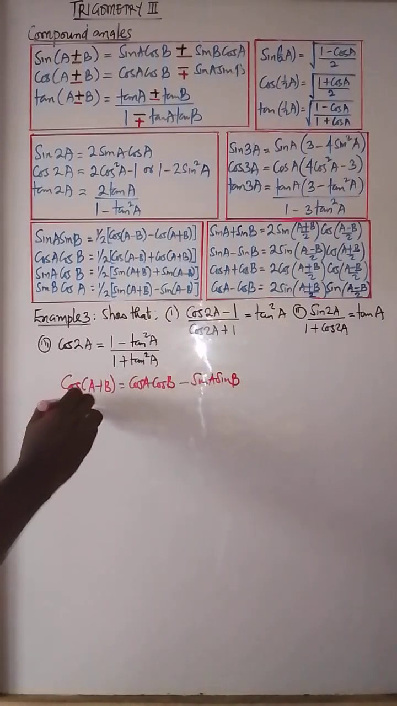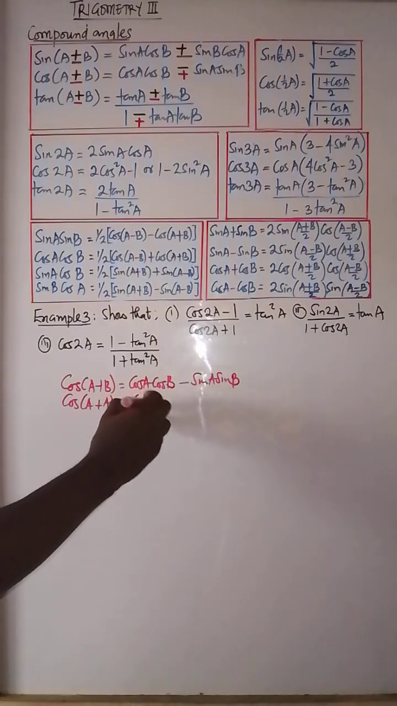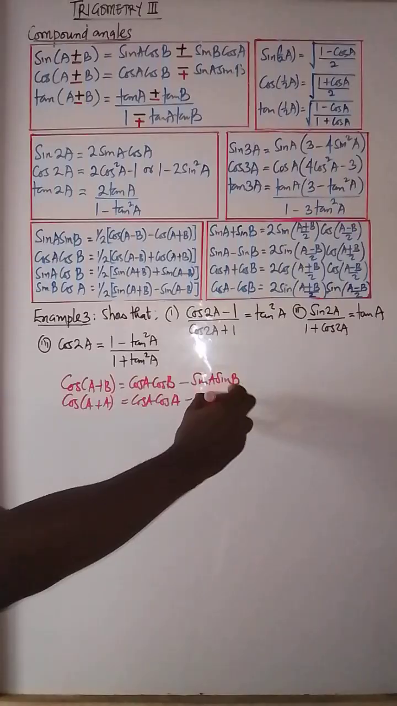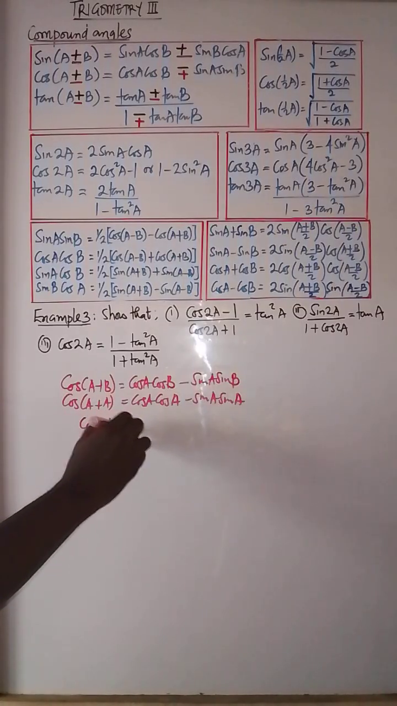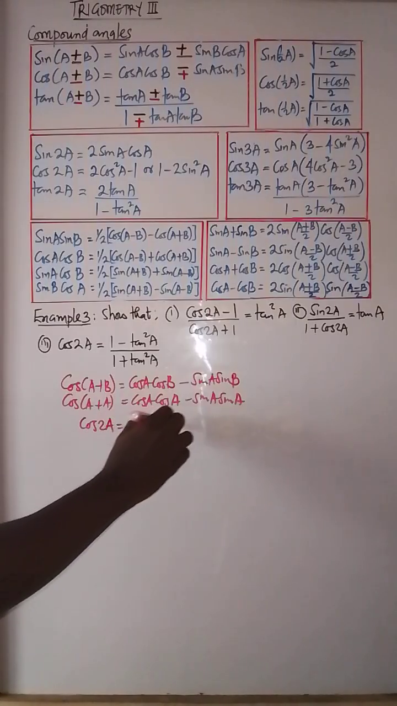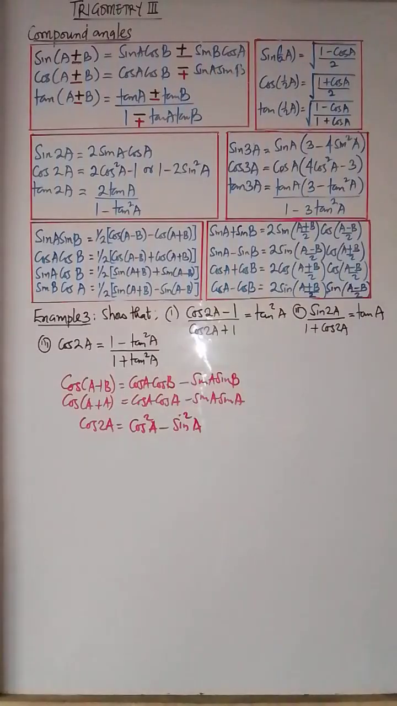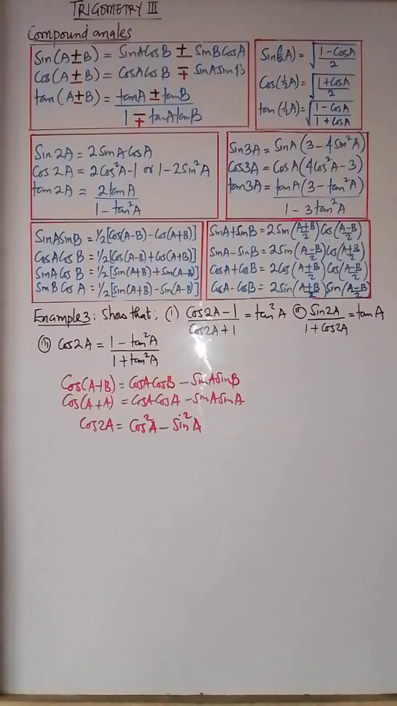So what will now be cos A plus A? Meaning we replace B with A. That will be cos A cos A minus sine A sine A. A plus A is 2A. That's cos 2A equals cos square A minus sine square A. Don't mind me. So this is the step before the final answer here.